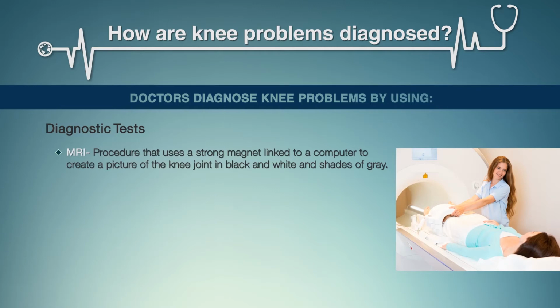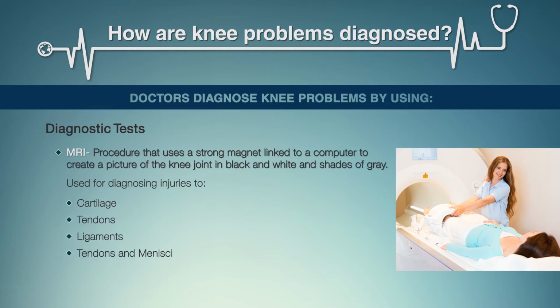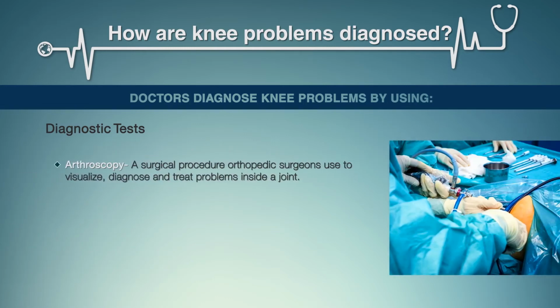Magnetic resonance imaging, or MRI, is a procedure that uses a strong magnet linked to a computer to create a picture of the knee joint in black and white and shades of gray. Because an MRI shows the soft tissues as well as the bones, it is particularly useful for diagnosing injuries to the cartilage, tendons, ligaments, and menisci, as well as areas of swelling. Arthroscopy is a surgical procedure typically utilized by orthopedic surgeons to visualize, diagnose, and treat problems inside a joint.